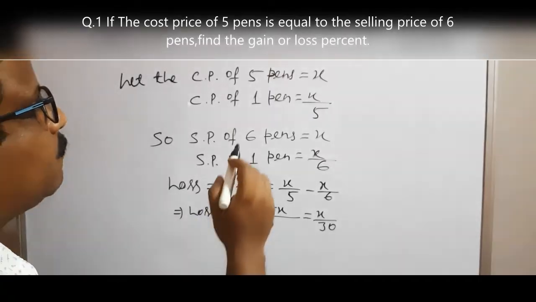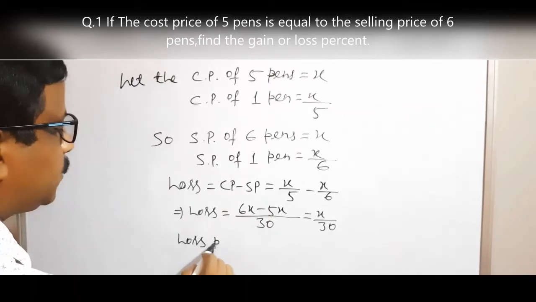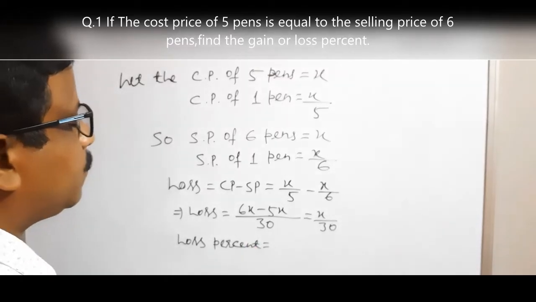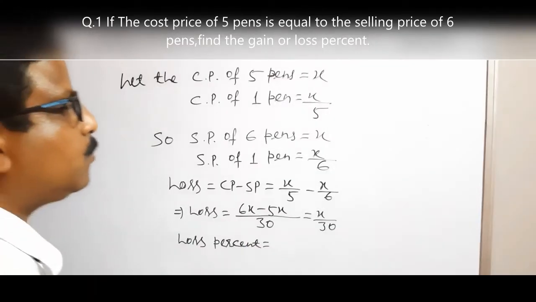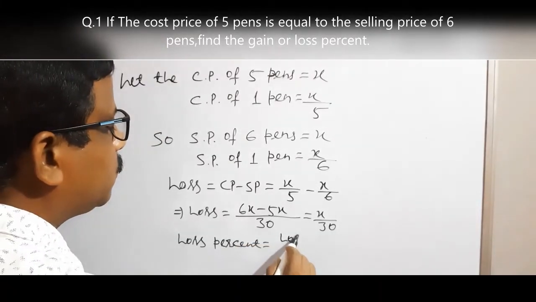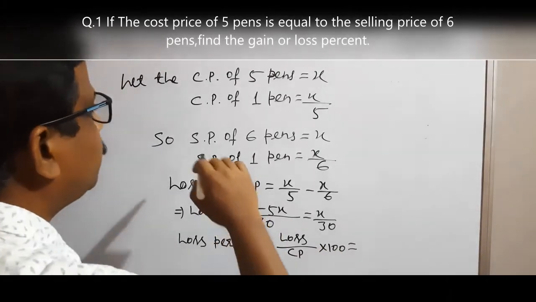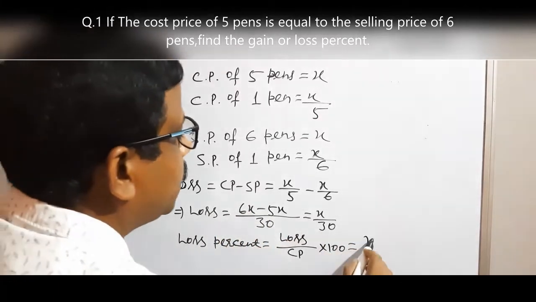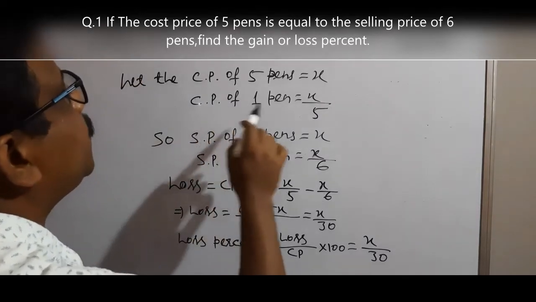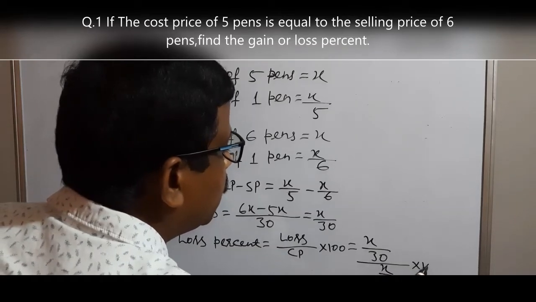Loss. The question asks to find the gain or loss percent. So loss percent is equal to, what is the formula to calculate loss percent? I have always told you, loss or profit percent you have to calculate on CP. So loss by CP into 100. So loss here you got X by 30, divided by CP. CP of 1 pen is X by 5, into 100.